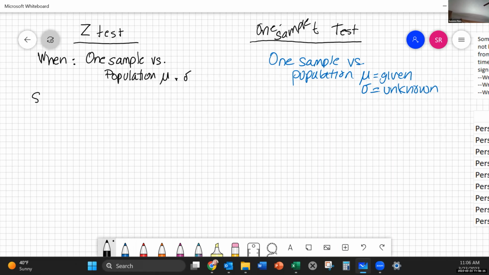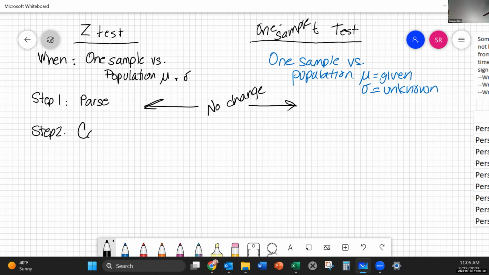So in step 1 of the z-test, we parse the problem. It is no change. In step 2, where we're describing the comparison distribution, we have some changes, but one of them is probably the biggest change. The other ones are very minor.